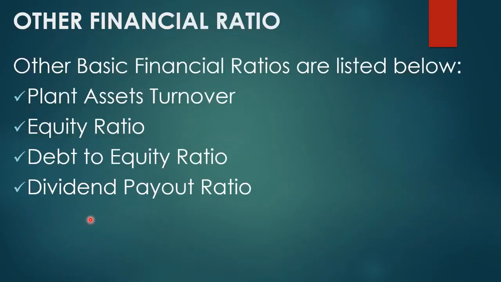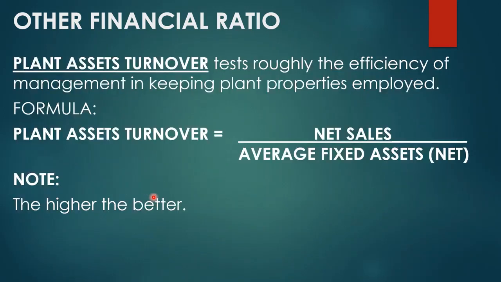Punta naman tayo kay other financial ratio. So, punta dito sa other financial ratio, mga additional notes lang to sila or additional ratios na makakatulong sa pag-understand ng financial statement ng company which in relation to its operation. So, una, punta tayo kay plant asset turnover. Ano to siya? Ito si plant asset turnover. It tests roughly the efficiency of management in keeping plant assets or plant properties employed.